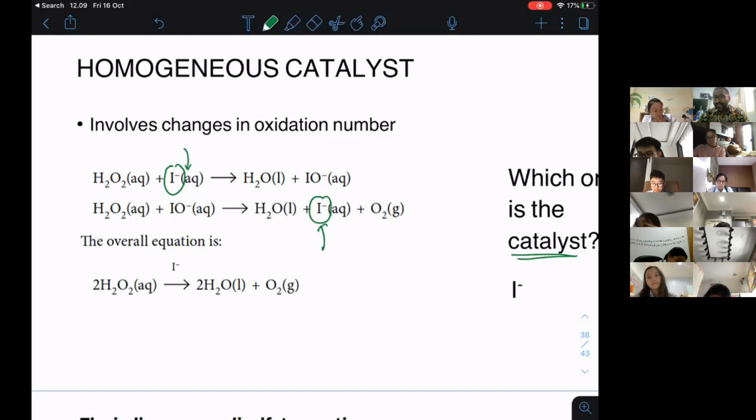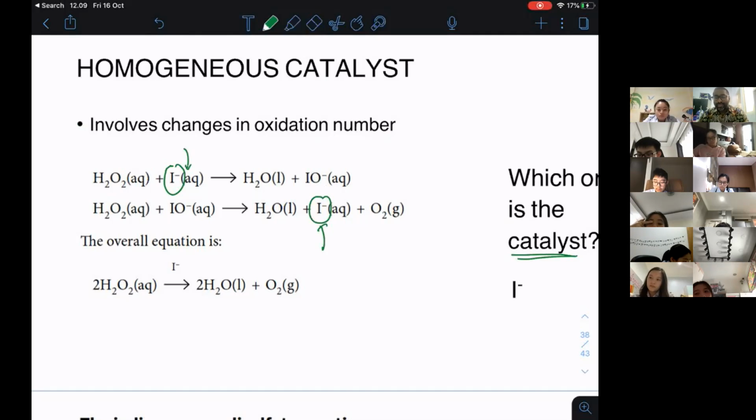That is the reason why IO minus is not a catalyst, because I'm not going to get the IO minus back. It's going to be disappearing. I didn't put IO minus in, and at the same time you cannot obtain that IO minus at the end. So that's the reason.